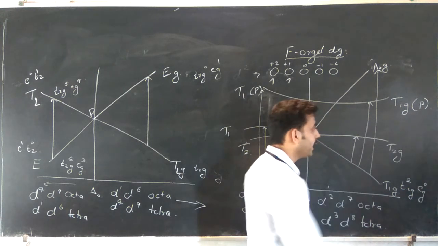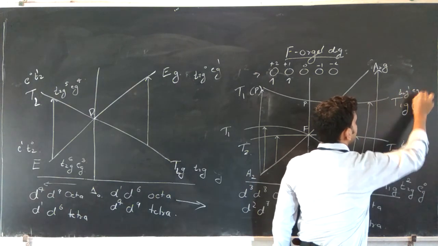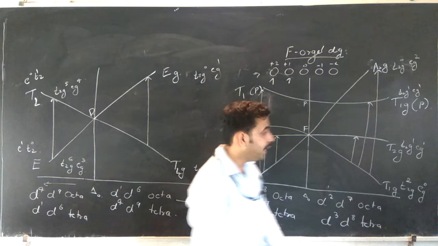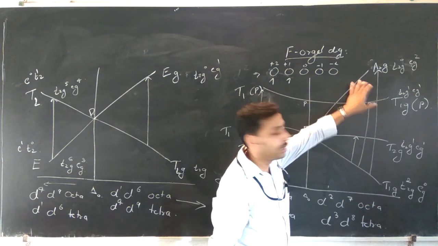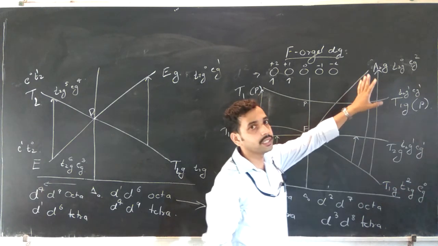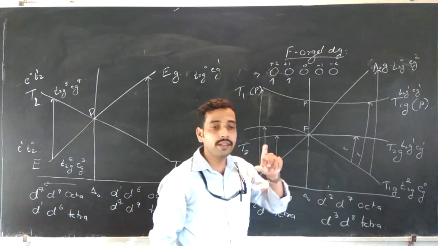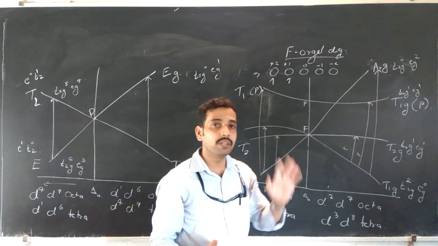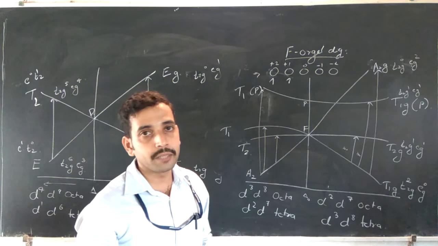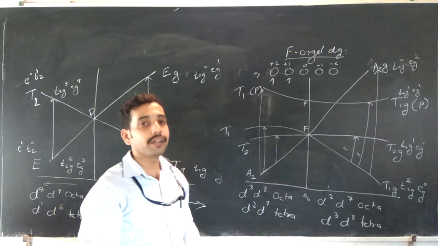T2g to Eg0 is excited to T2g1 Eg1, or T2g0 Eg2. The thing is, two electrons move from the lower d energy level to the higher d energy level. As the energy gap, that is delta naught, increases, it moves to a higher energy region, from the visible region to the UV region. That means a colored transition becomes a colorless transition.